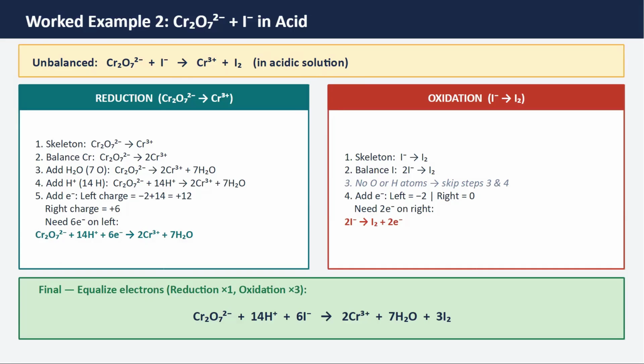So it is going from -1 to 0. That means it is going towards the positive side, so it is losing electrons. So that is oxidation. Now let's come to the reduction part.